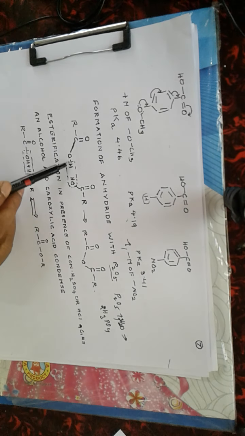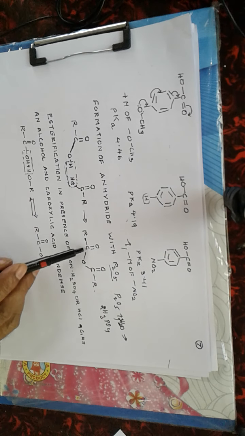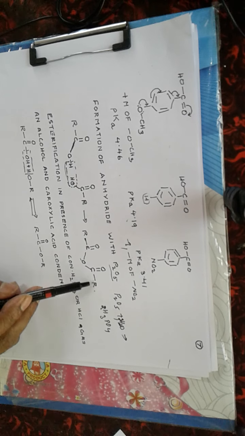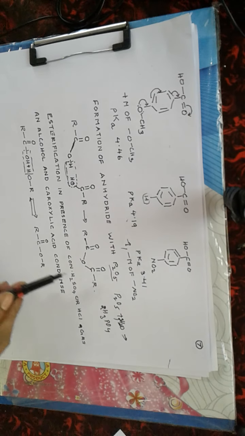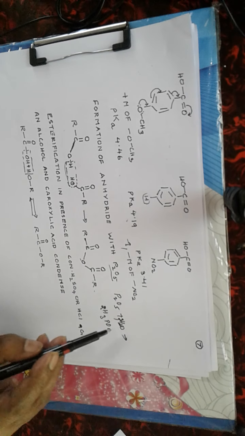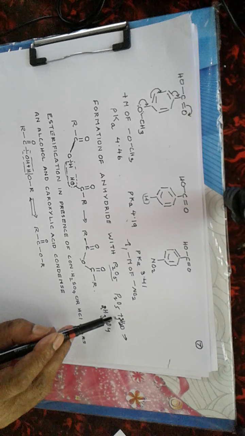Now formation of anhydride with P2O5. RCOOH, RCOOH, removal of HOH, gives RCOOCOR. Now it is effected with phosphorus pentoxide. Phosphorus pentoxide will absorb water and form phosphoric acid: P2O5 plus 3H2O giving 2H3PO4.